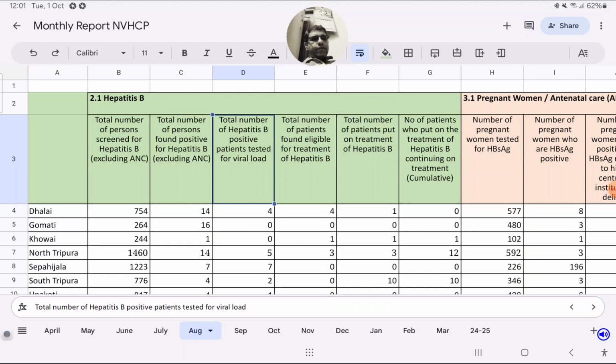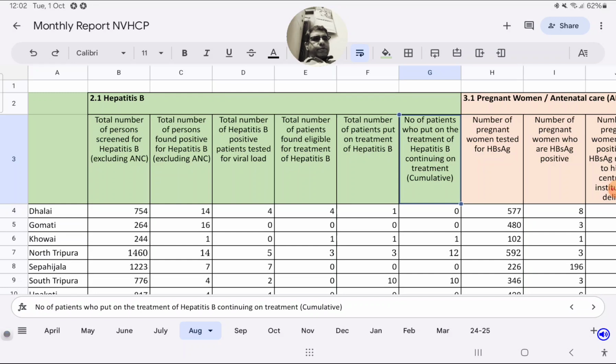And the next one is total number of patients found eligible for treatment of hepatitis B. Next is total number of patients put on treatment of hepatitis B. So those who are found eligible for treatment, each and every one should be put on treatment.